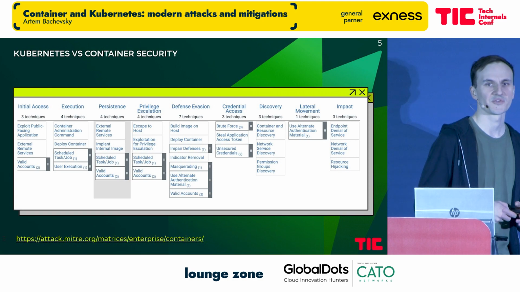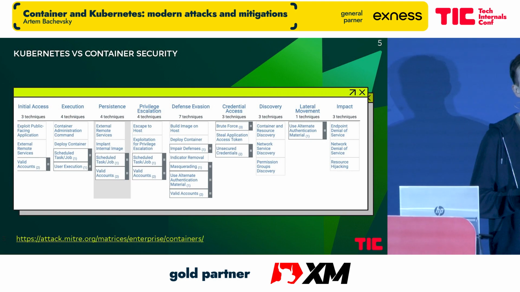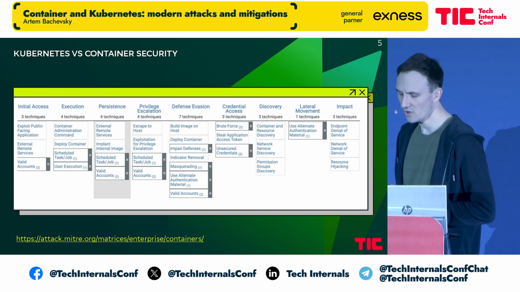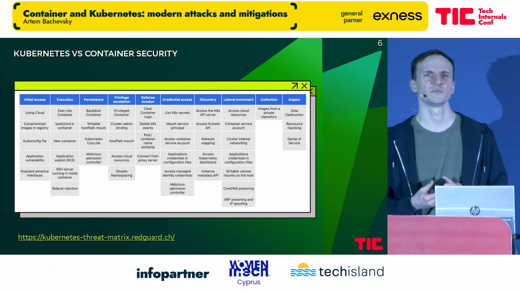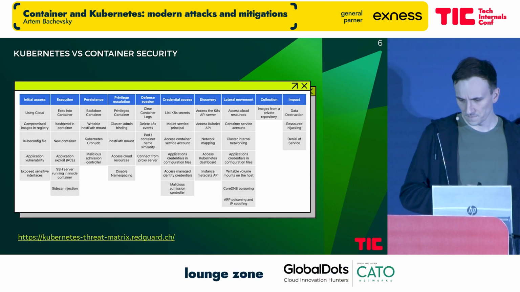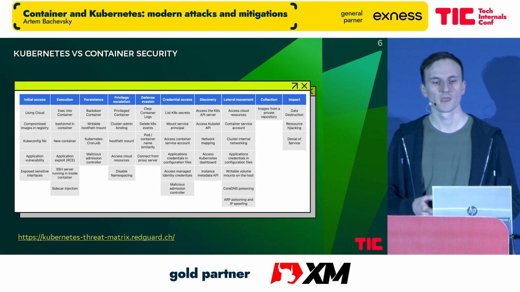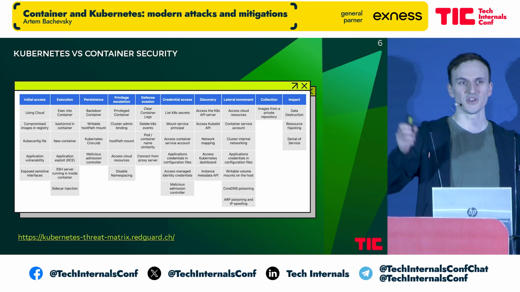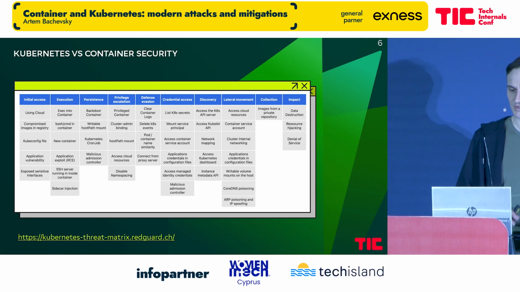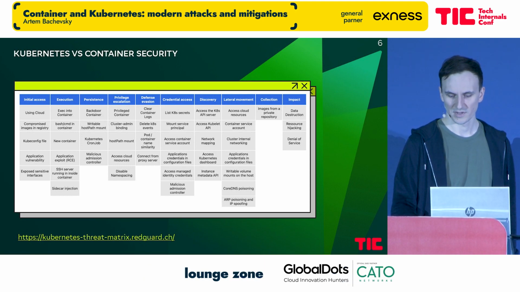There are a lot of such matrices for Linux, for Windows, for large language models. And also there is one for Kubernetes. Originally it's from Microsoft, and they developed it in 2022. But here you could see the matrix from RedGuard. It's a little bit updated. And what you should also understand is that the container one and the Kubernetes one are very similar. They have a little difference, but not enough to make a big deal.